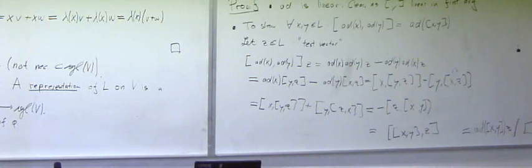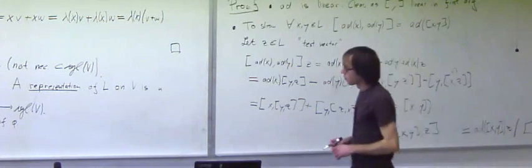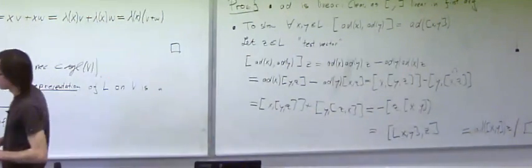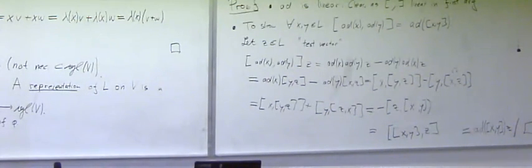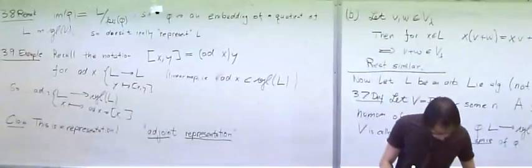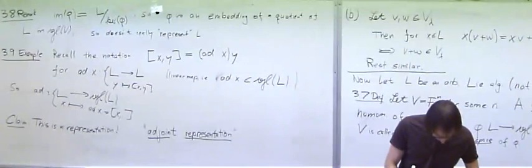So this proves that this ad map actually gives a representation of L on L. Important example.